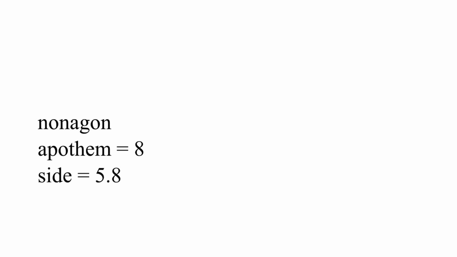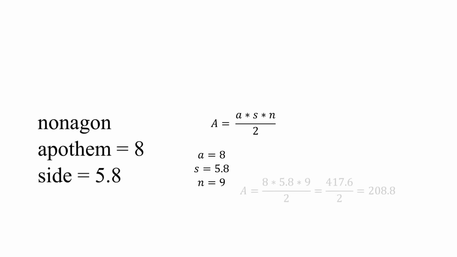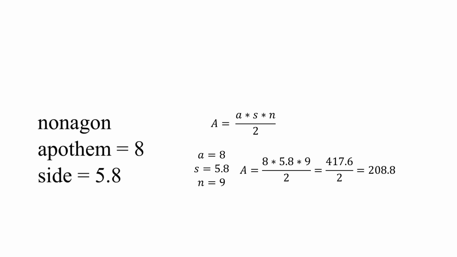On some of the problems, they might give you the number of sides, and some of them might give you the name. So make sure you know you can find it either way. Again, using the same formula here, the apothem they gave us is 8, the side length is 5.8, and a nonagon, if you didn't know, has 9 sides. So plugging it in, 8 times 5.8 times 9 is 417.6. Then I divide by 2, that's 208.8.